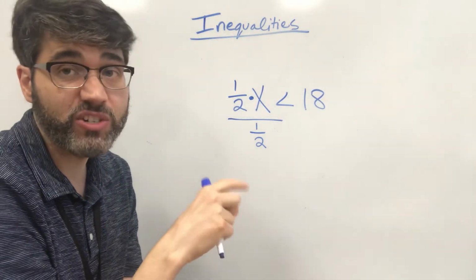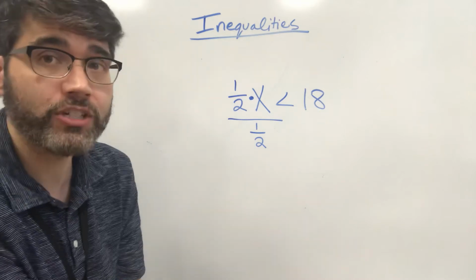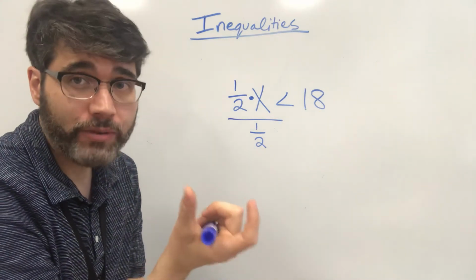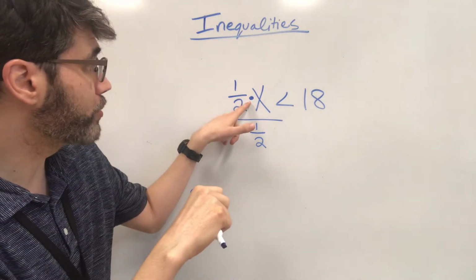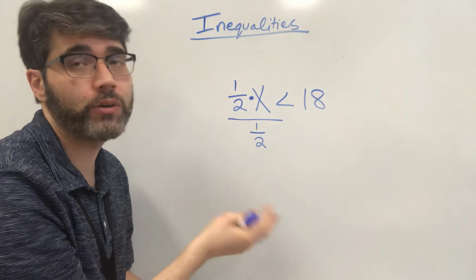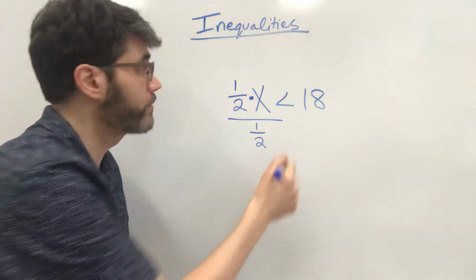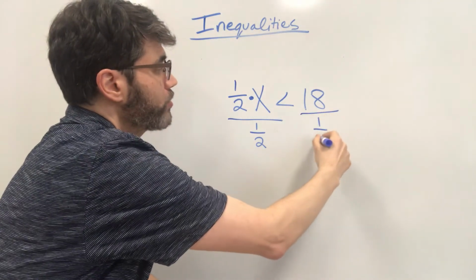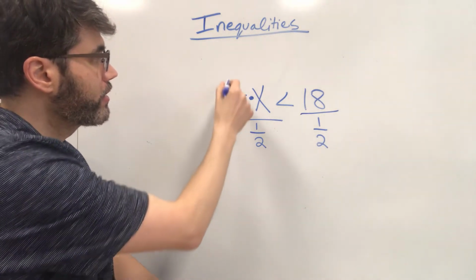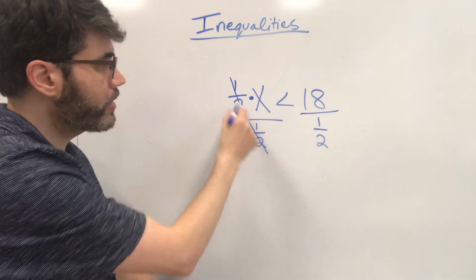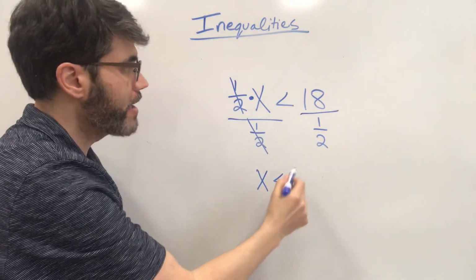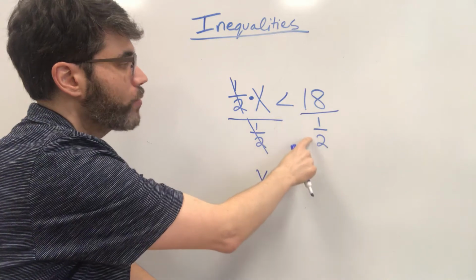The way that you undo addition is through subtraction. So these are the inverse operations. The inverse operation of multiplication is division. And because of the property of equality, whatever you do to one side of the equation, you have to do to the other. So we're going to divide this side by 1/2 as well. So 1/2 over 1/2, these cancel out. Anything over itself is 1. So we're left with just x is less than 18 divided by 1/2.